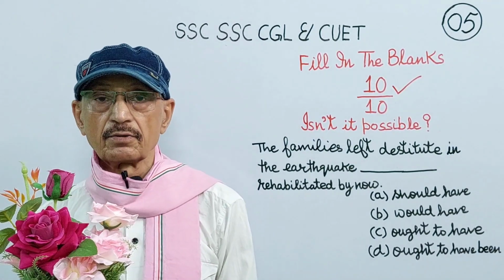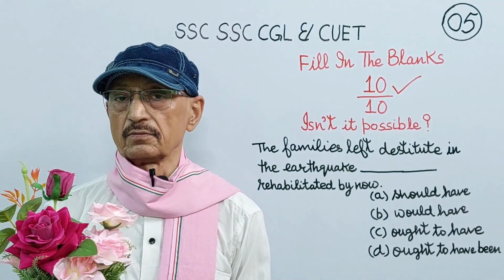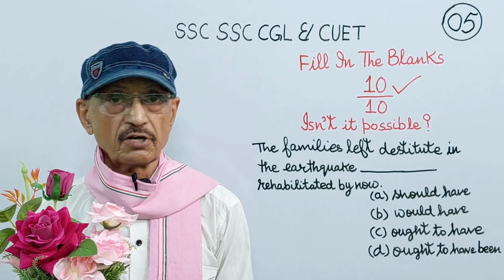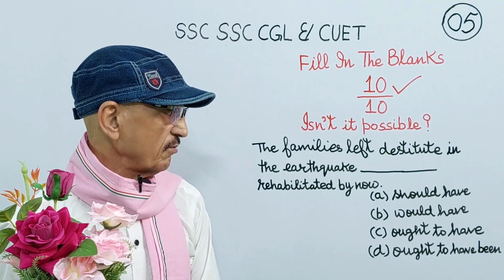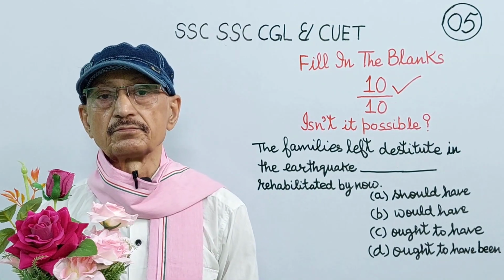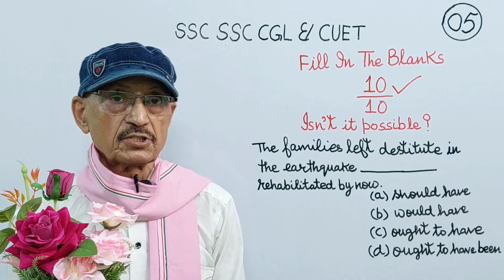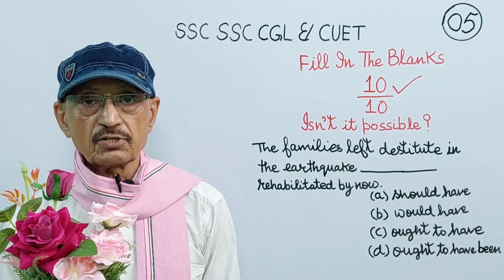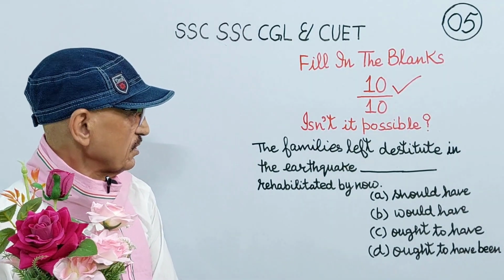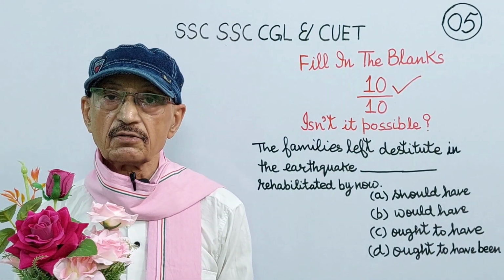In the earthquake, blank space, rehabilitated by now. There is a group of 4 alternatives given here. They are should have, would have, ought to have been. Which alternative will you take to fill this blank space? Let us check should have first. The families left destitute in the earthquake should have rehabilitated by now. No, this is incorrect.